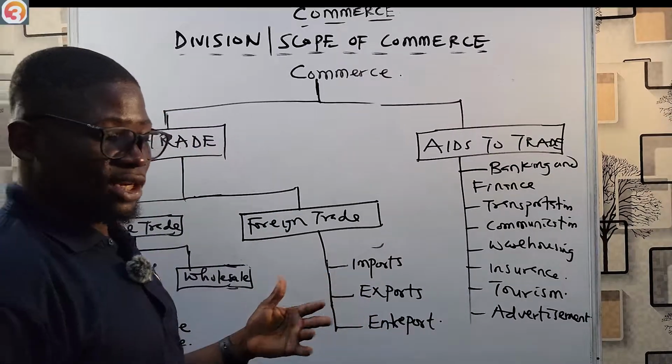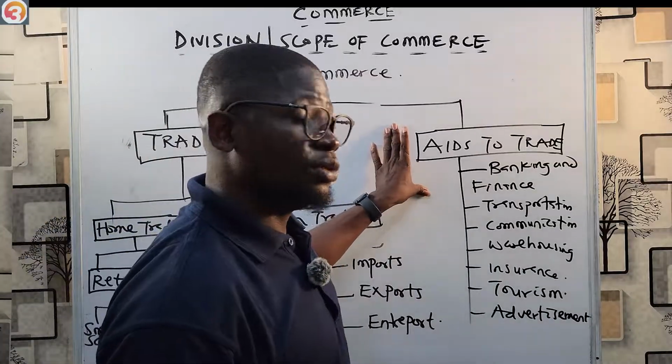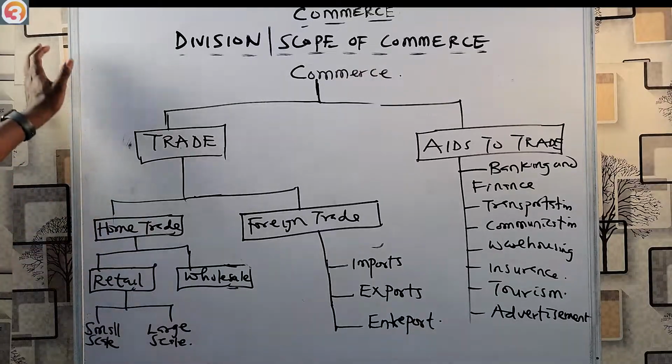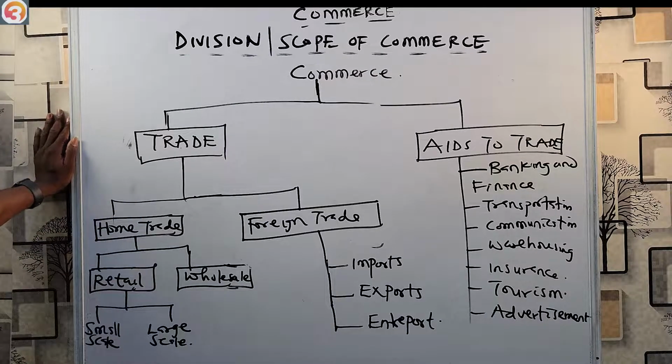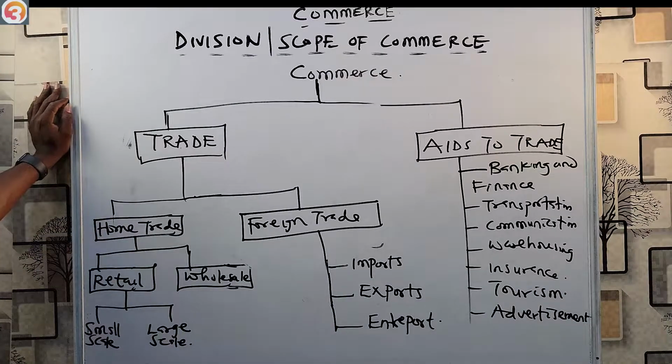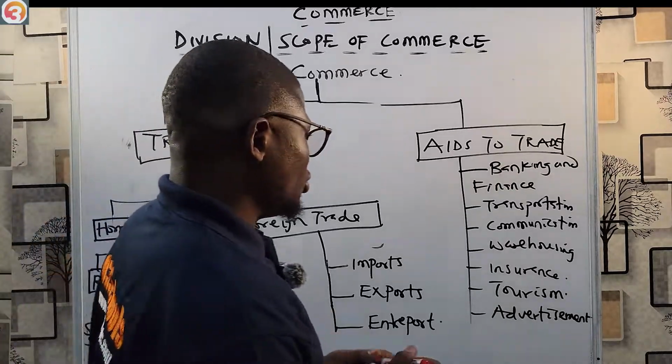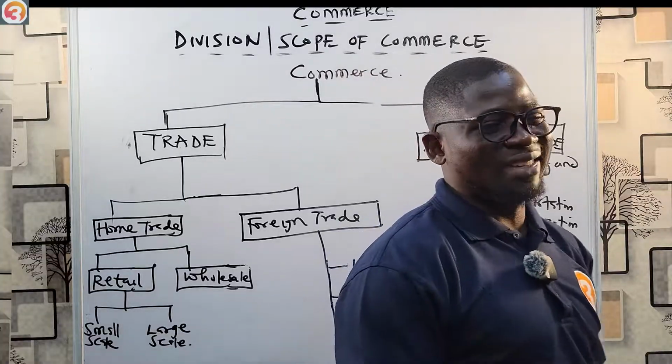I'm going to look at them in subsequent videos. All right, we have aids to trade, which include banking and finance, transportation, communication, warehousing, insurance, tourism, advertisement. Okay, so this is the scope of commerce in a tabular form. If you have the diagram, it's very easy for you.